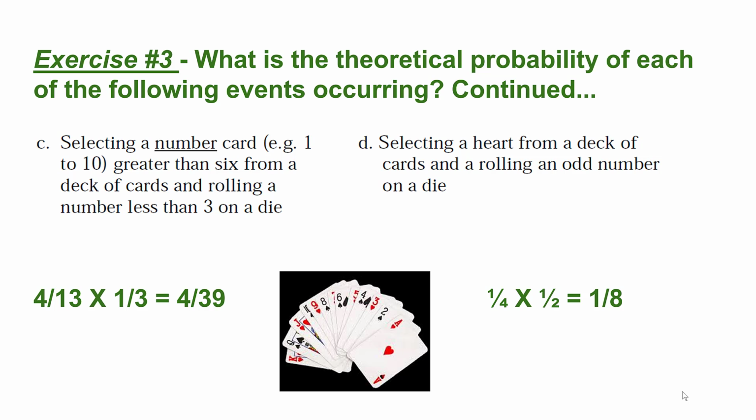And last question, selecting a heart from a deck of cards and rolling an odd number on a die, which is a heart has a 1/4 chance, rolling an odd number is 1/2 on a die. Answer is 1 out of 8.